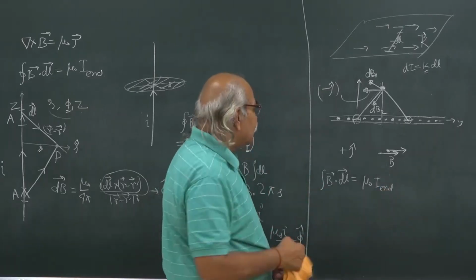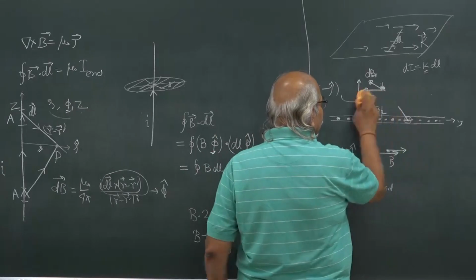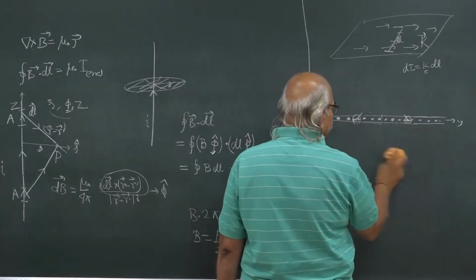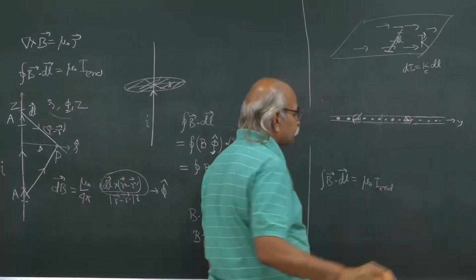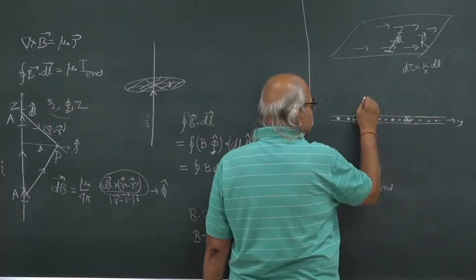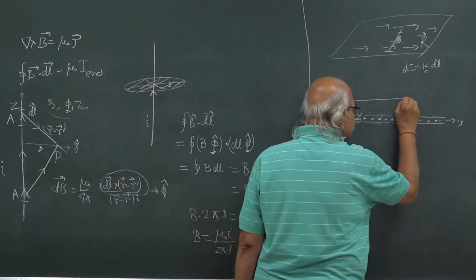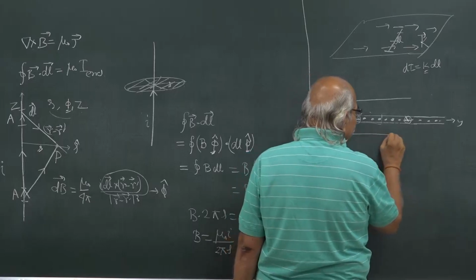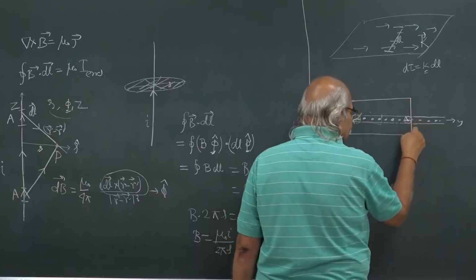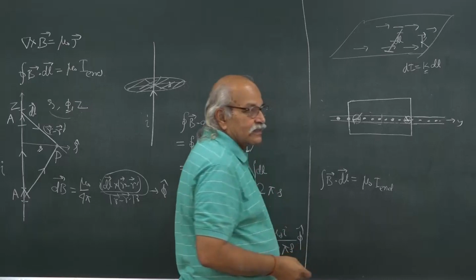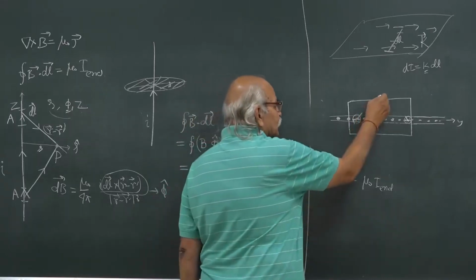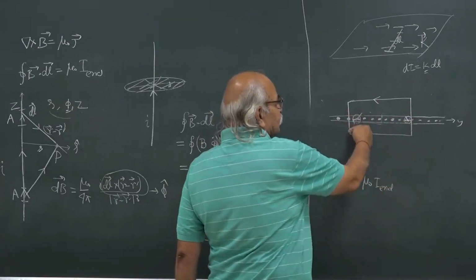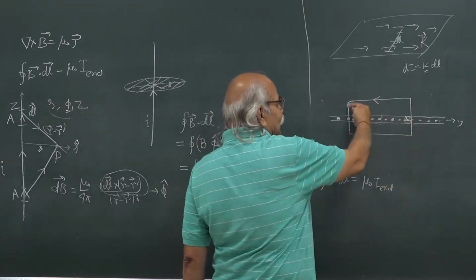Okay, so once we have worked out the direction, I can remove all these things, make neat and clean space, and then I take a loop which is a line here, then a line here, then a line here and a line here. This is the loop and I put an arrow here. Looking from this side, this is the loop which is anti-clockwise.